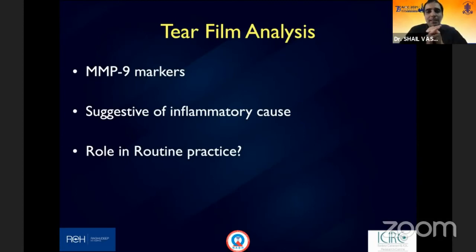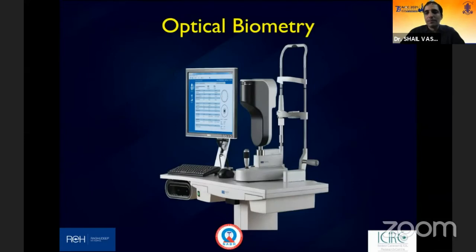There are tear film analysis devices like MMP9 markers, which, if they are positive, suggest an inflammatory cause for the tear film. But like I said, the role in day-to-day clinical practice is probably limited, and I wouldn't say they are the number one investigations which you should invest in for a premium practice. I think this is one investigation which all of us should be looking at as a basic now in our practice.